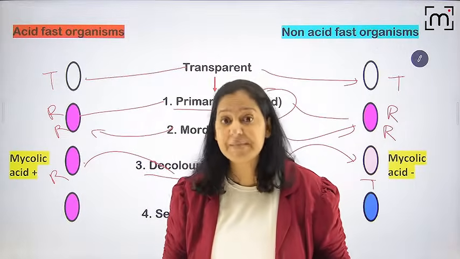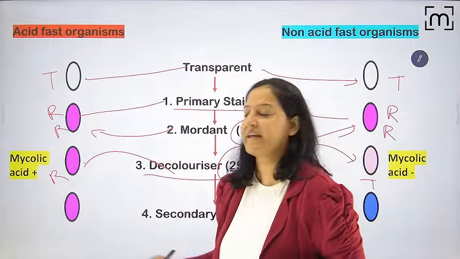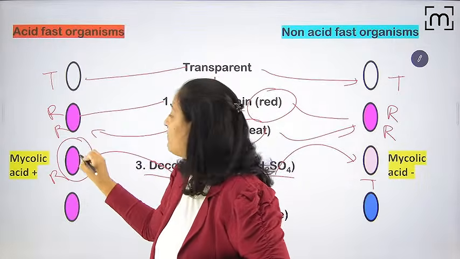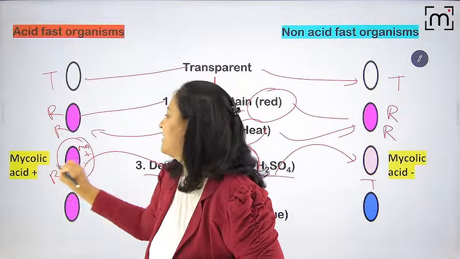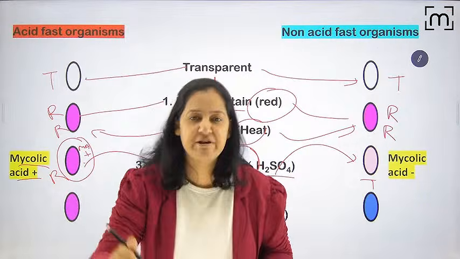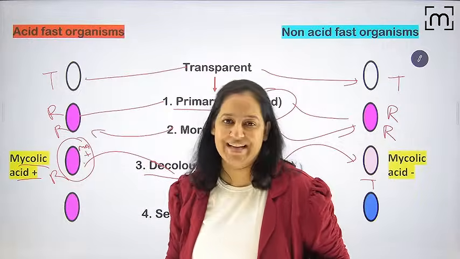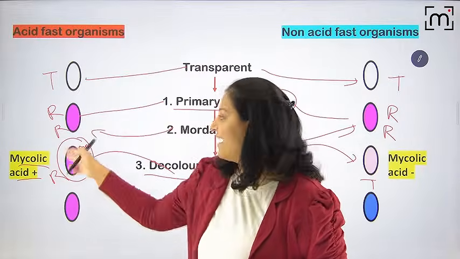Now you say, ma'am, why? What is the principle over here? What is the mechanism over here? Again, the cell wall. These bacteria have the cell wall, and in the cell wall they have mycolic acid present. Here mycolic acid is a lipid and it's a guard. It inhibits the entry of the acid. The decolorizer will not enter because they are like a guard.